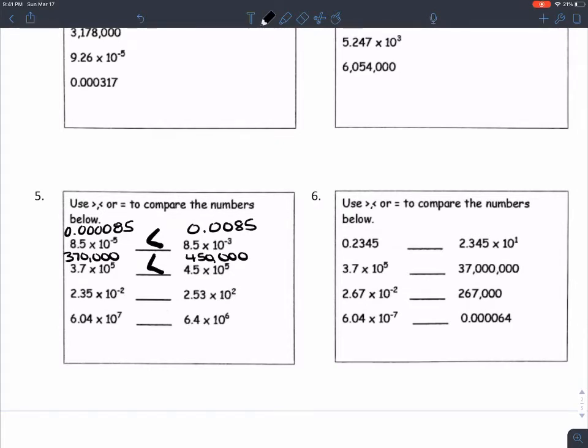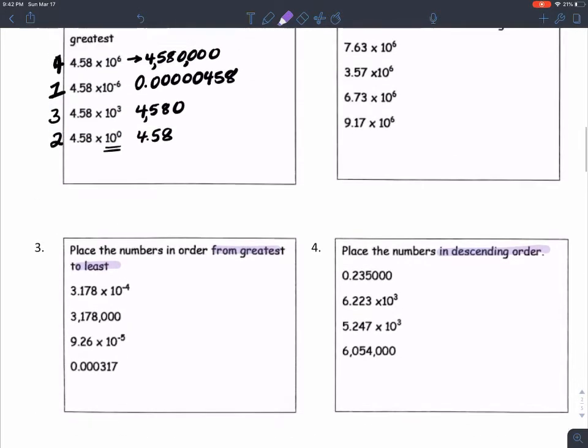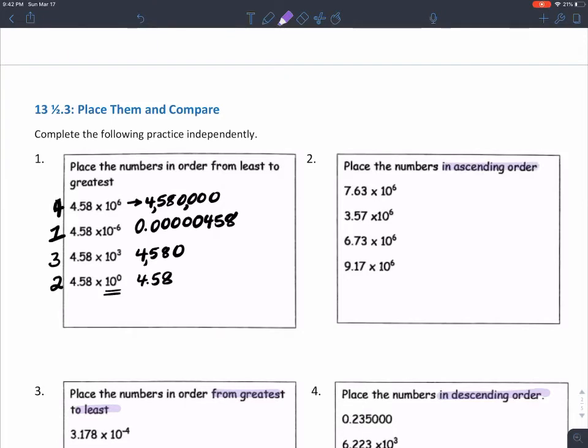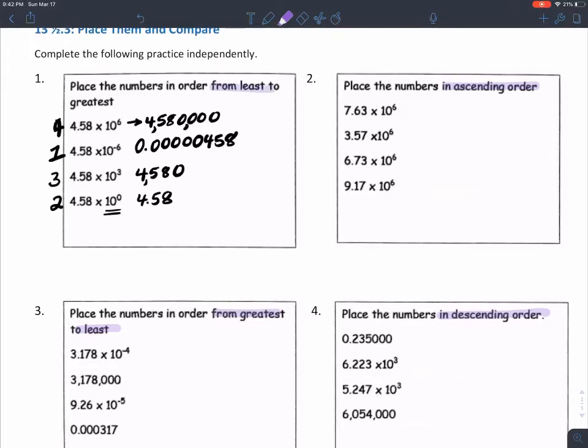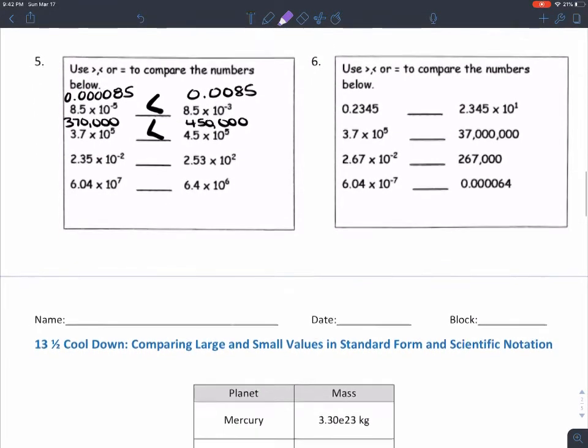I'd like you to go through the scientific notation cards, list them from least to greatest, and then I'd like you to go through the 6 sets of practice and either transfer them and then label them from least to greatest or greatest to least, depending on what it says. Make sure you're paying attention. Some of them are greatest to least. Some of them are in descending order, ascending order. So increasing, descending order is decreasing. The first one we listed from least to greatest. And then the last two you are comparing.